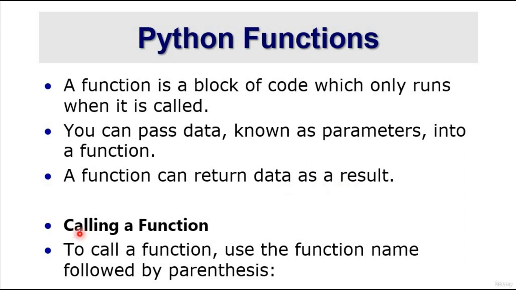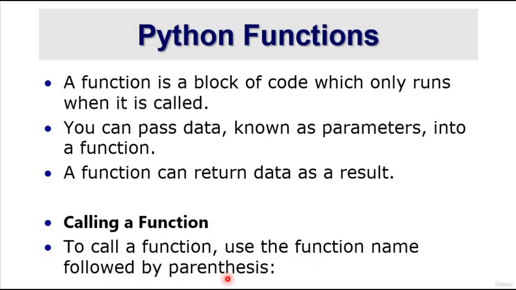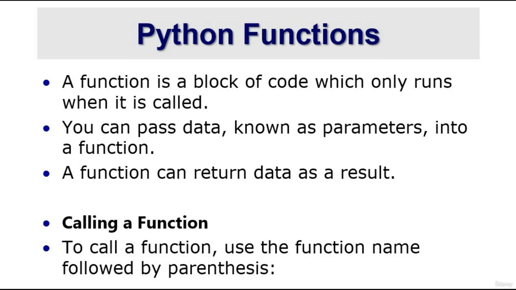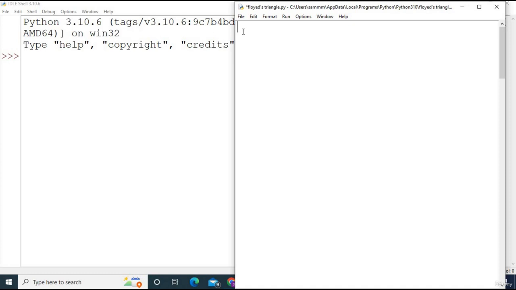So now we are going to discuss calling a function. What is calling a function? To call a function, use the function name followed by the parentheses. The block of code inside the function will not execute or show the output until we call it. And this is what we call calling a function. So now let's jump to the code editor and see how we can declare a function and how we call it. Okay guys, right now I am in the code editor and I'm going to declare a function.